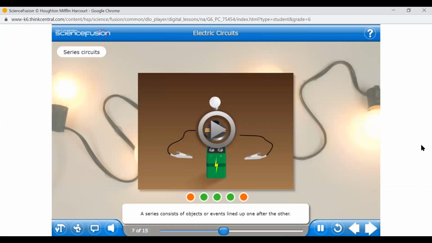A series consists of objects or events lined up one after the other. In the same way, the components in a series circuit are lined up one after the other in a single path with no branches. Click play at the points along the bar to learn more.